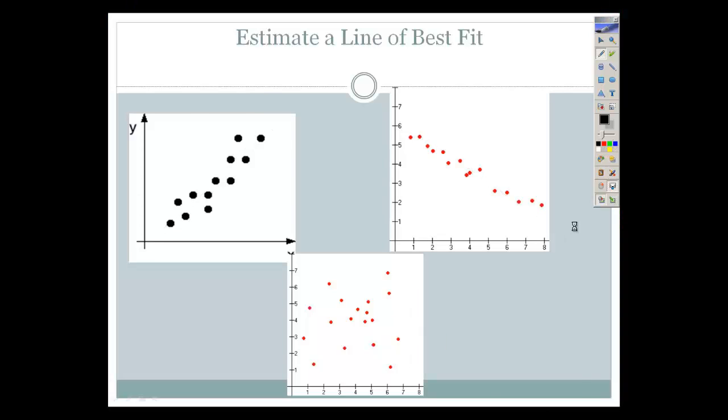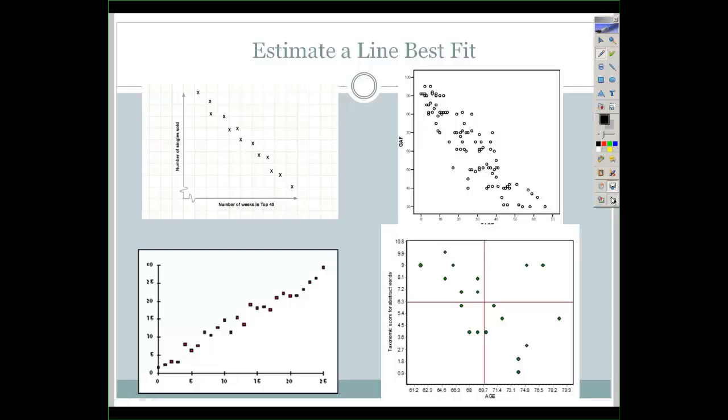Let's look at a few more. Okay, this guy right here. Like I said, I want about as many points above as below the line. So I'm going to draw my line right through the middle there, as straight as I can. I'm going to call that the line of best fit. As you can see, there's about as many above as below. There's 3 above, 3 below, 3 above. Okay, about every other one.